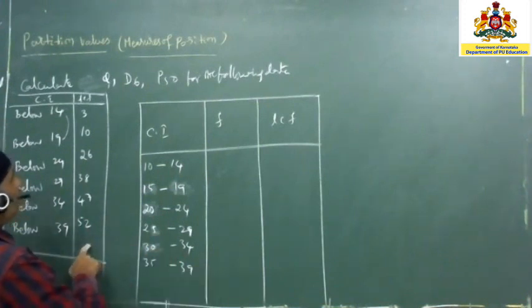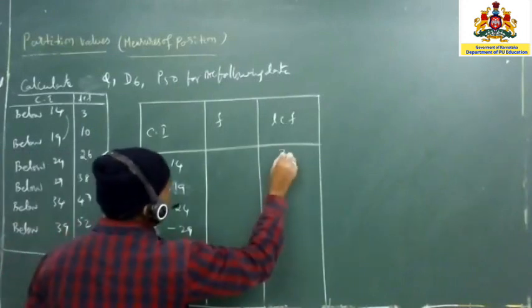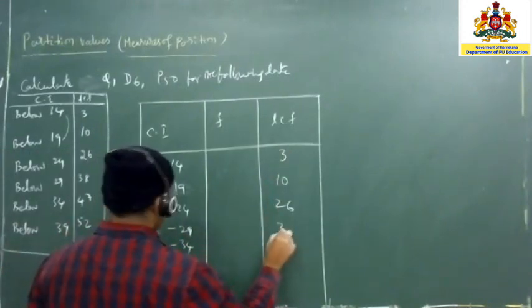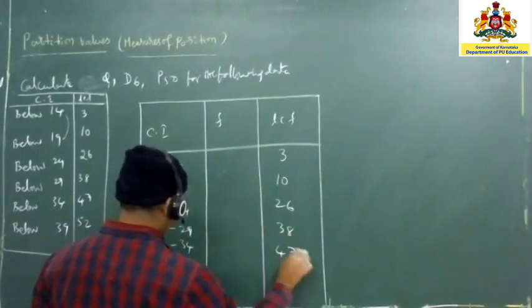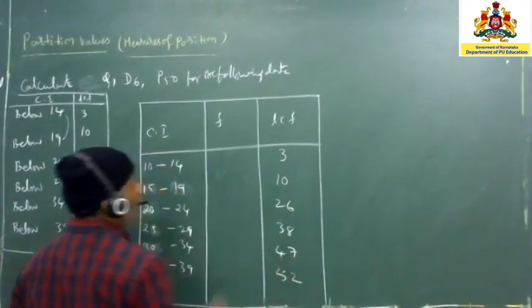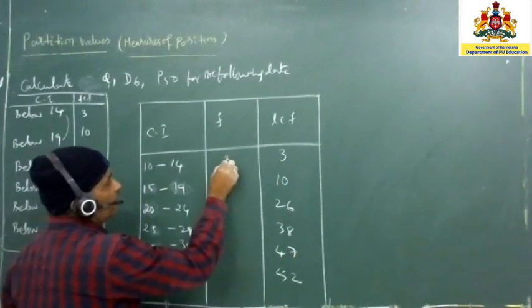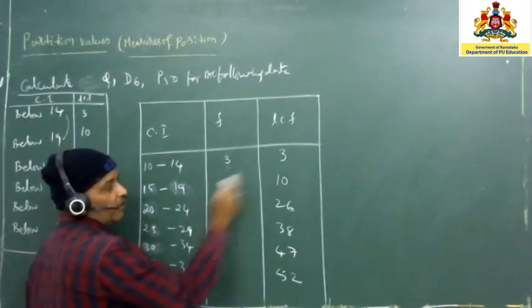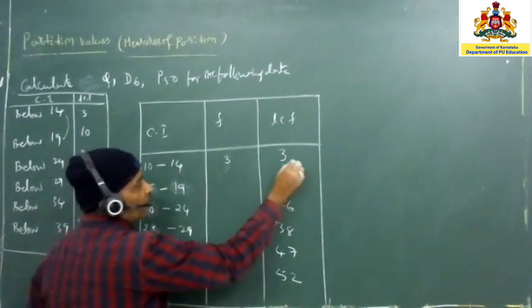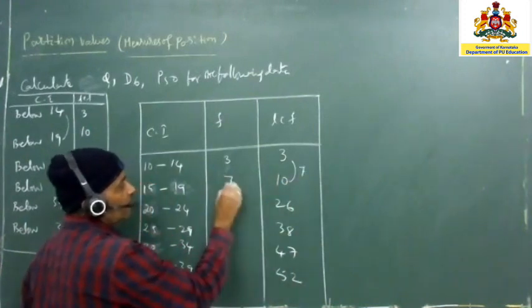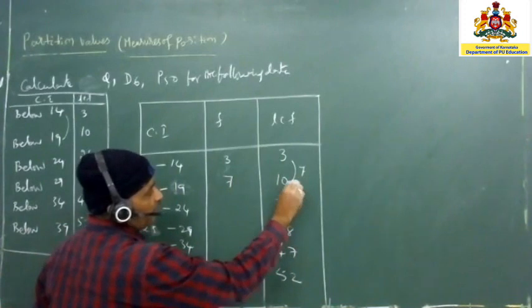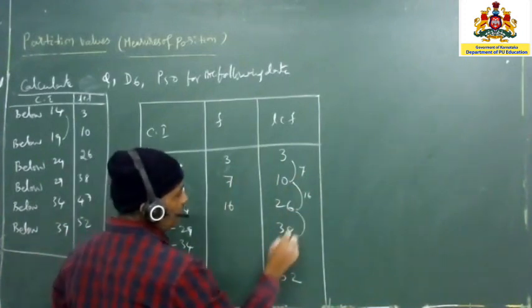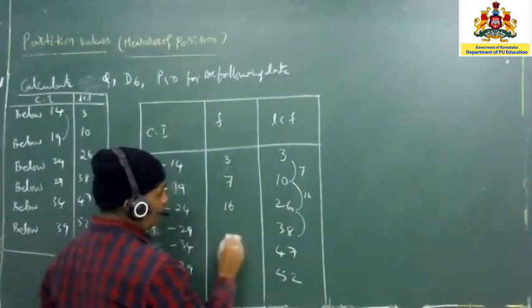LCF, how to calculate it? These are all the LCF. If LCF is given, you write it as is, not a problem. So 3, 10 and 26, 38 and 47 and 52. If it is LCF and we want to find the frequency, the first number we write as it is. Now it is a reverse case. So 3 you write, 10 minus 3 is 7, you write 7. 26 minus 10, how much? 16, you write 16 here. So 38 minus 26 is 12.